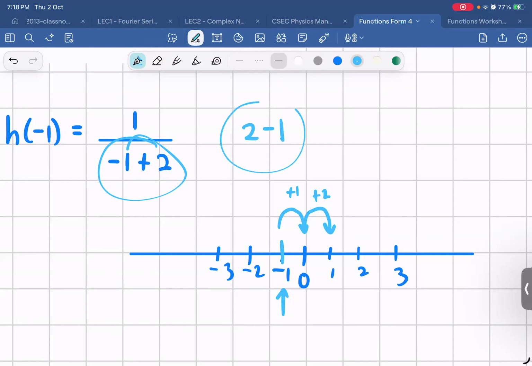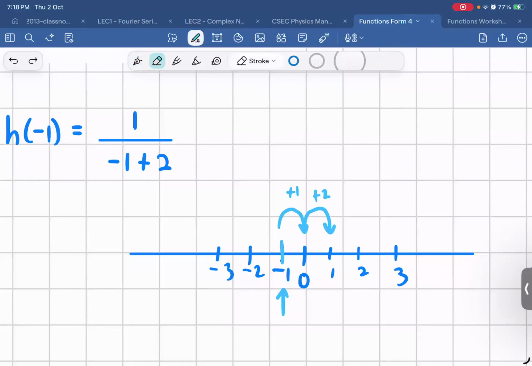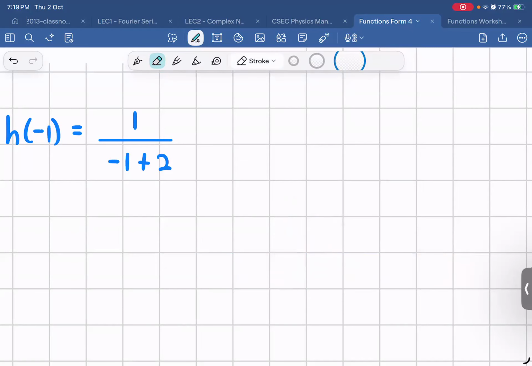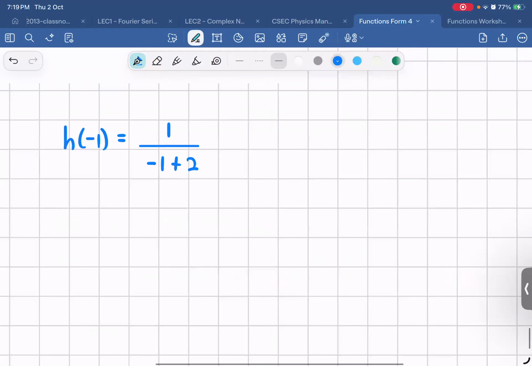What's the answer for this? What's 2 minus 1? 1. Yeah. You're still confused? Are you okay? Okay. Yeah, sure. I still feel like you have a bit of confusion. Now just say something. Okay. So -1 plus 2 is actually +1.